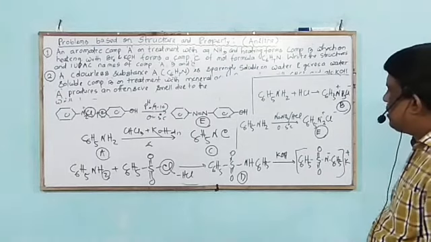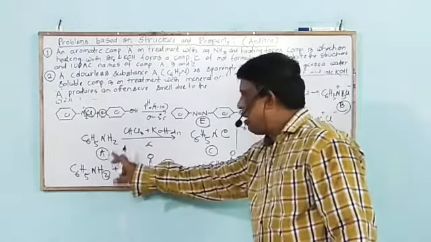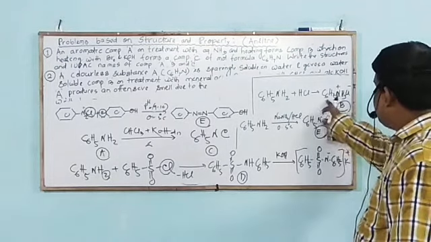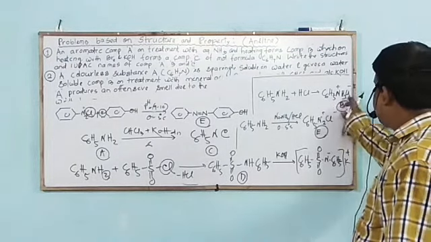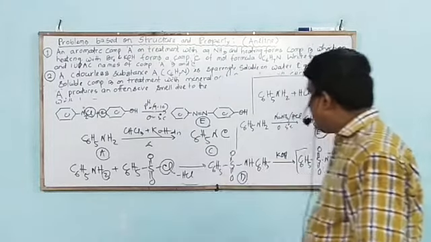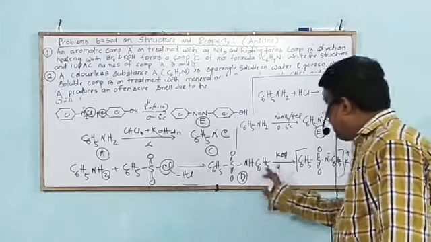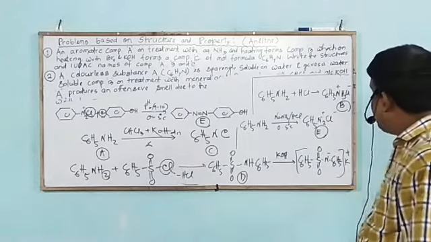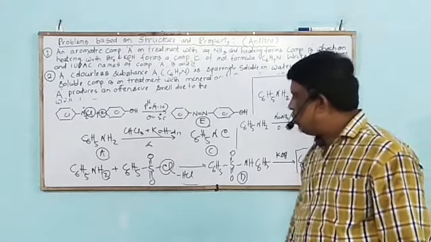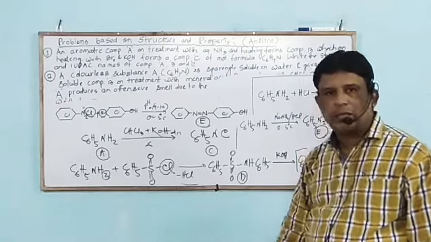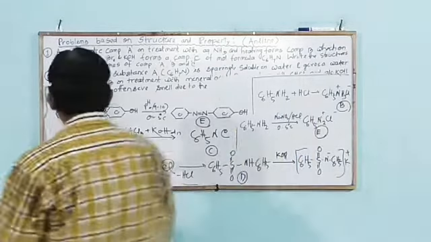So in this sequence of reaction, A is aniline, B is the water soluble compound C6H5NH3Cl, C is phenyl isocyanide, D is N-phenyl benzene sulfonamide, and E is benzene diazonium chloride. Mark the next question. What is the next question?